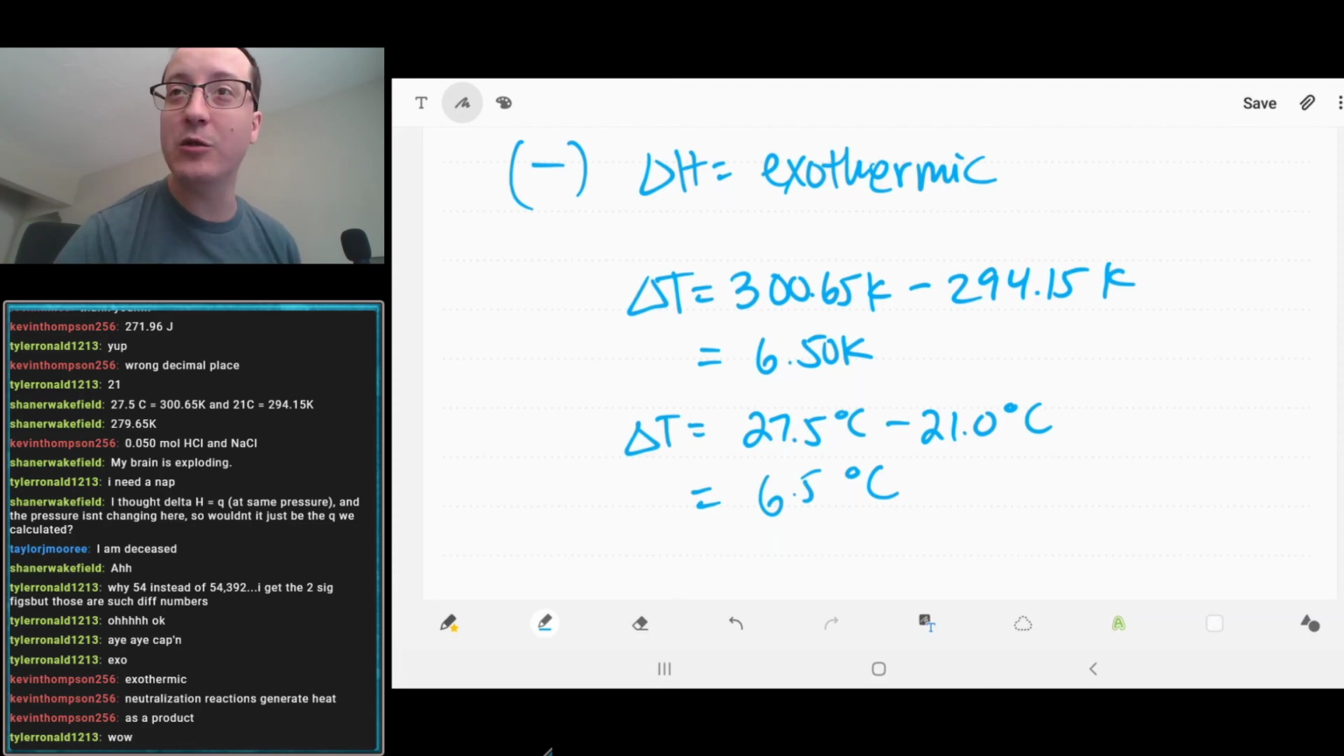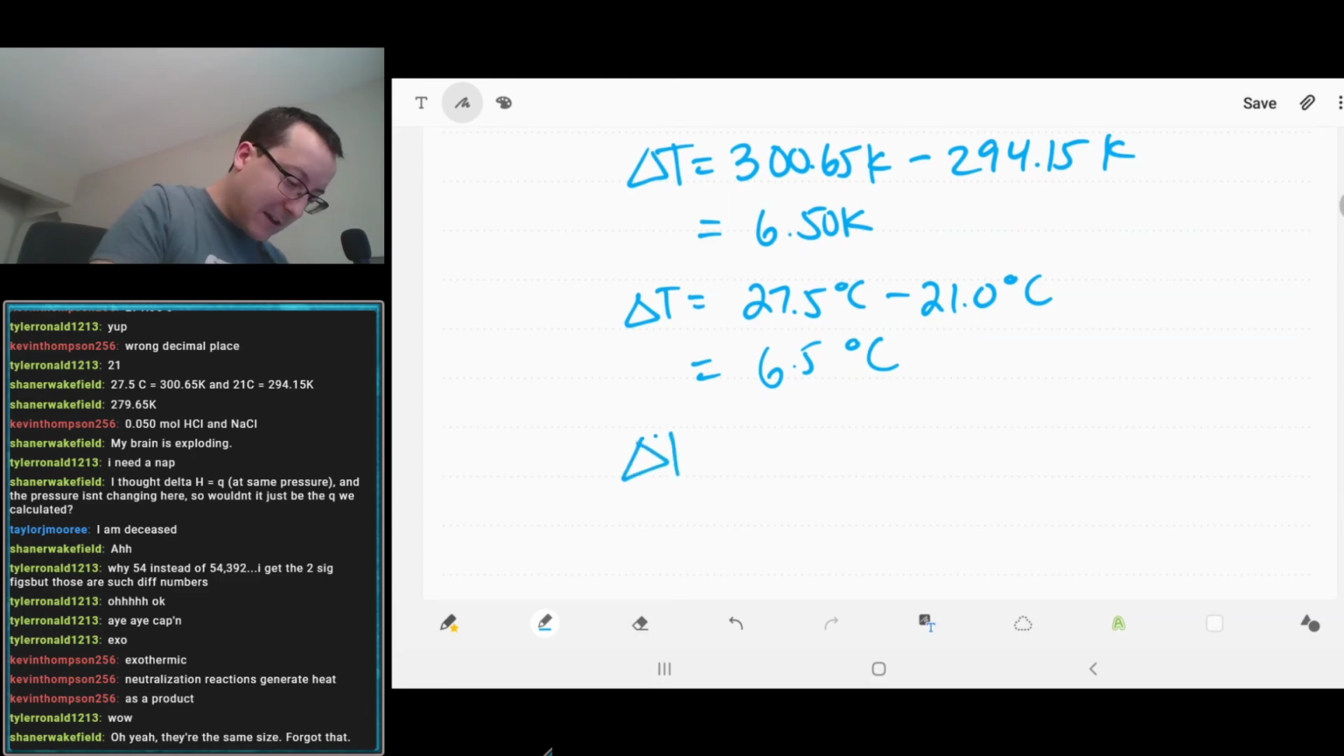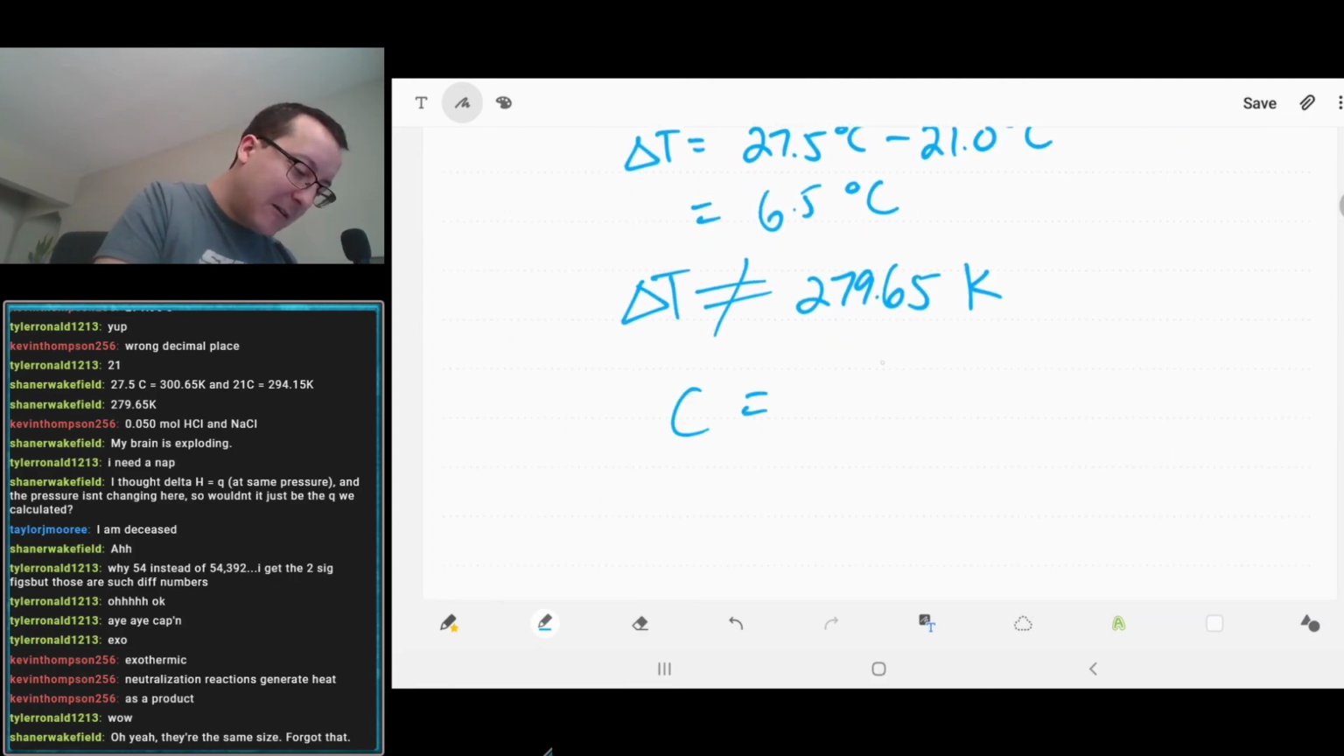One thing that we do not ever want to do, yeah, they're the same size. 1 Kelvin and 1 degree Celsius are the same magnitude as each other. However, our delta T is not 279.65 Kelvin. Because this is a change in temperature, a change in Kelvin is the same as a change in Celsius.